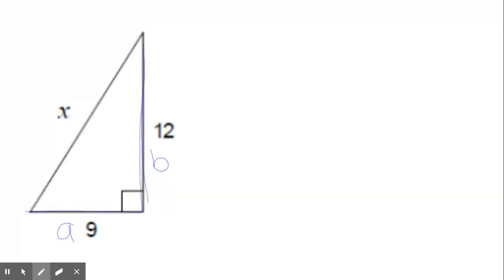So find your right angle. Two sides that make up the right angle are A and B. That means C has to be the side left over. That's always going to be the side diagonally across from the right angle, or your longest side length.